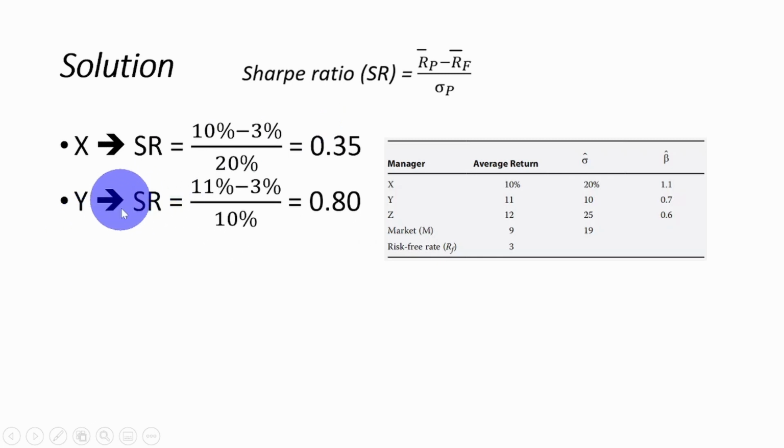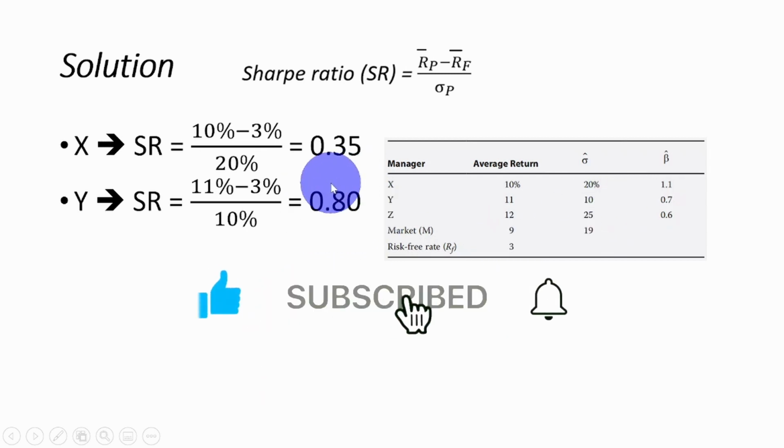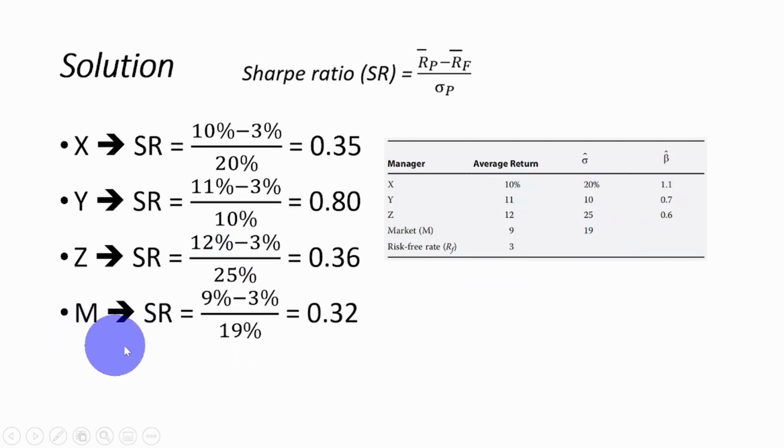For Y, the return is 11%, so 11 minus 3 divided by 10%. We have 0.8. For Z, 12 minus 3 divided by 25. And for the market portfolio, we have 9 minus 3 divided by 19. This is the value that we have. We cannot do it for the risk-free rate because the standard deviation is equal to 0, as it has no risk.